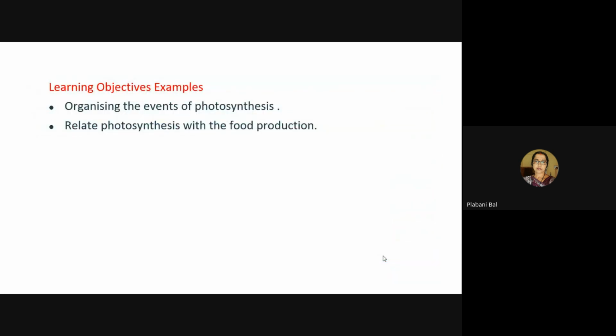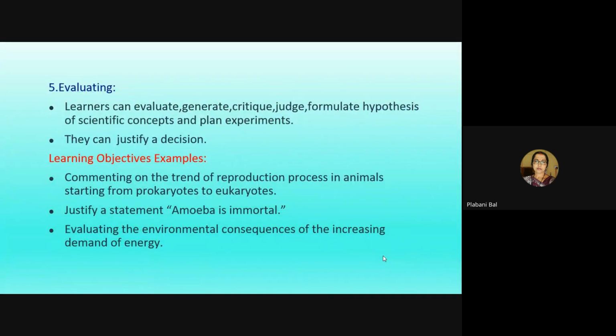For example, you're organizing. Some examples are here, but you can make your own on the basis of your topic. So, organizing the events of photosynthesis, relating photosynthesis with food production. So, these are the analyzing part. These are the higher form of objectives. The next is your evaluating.